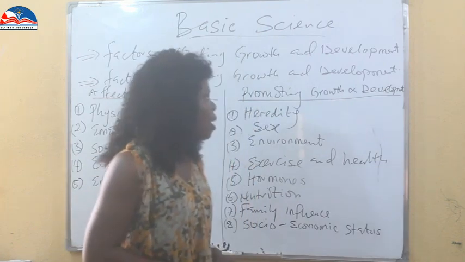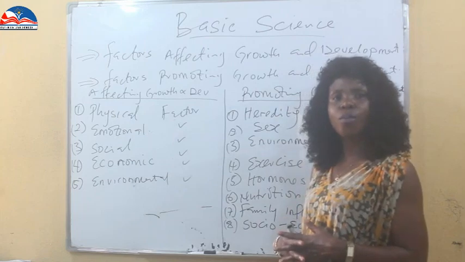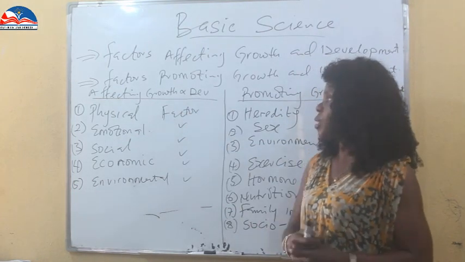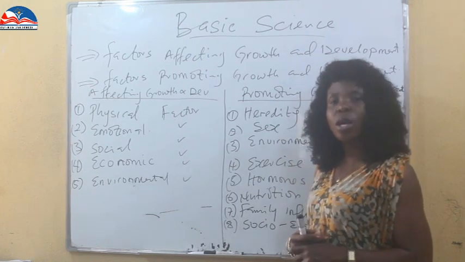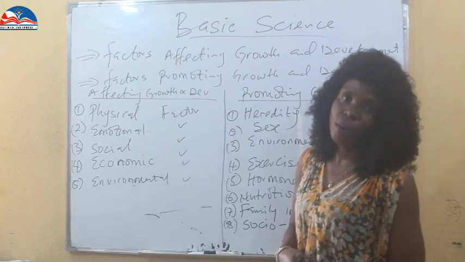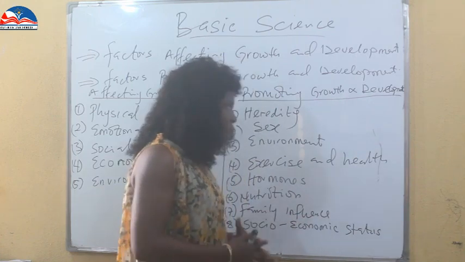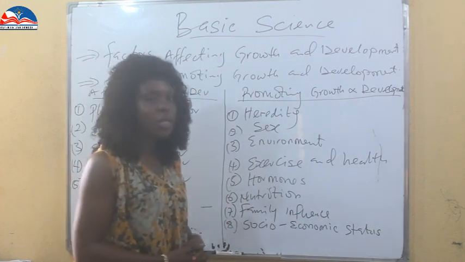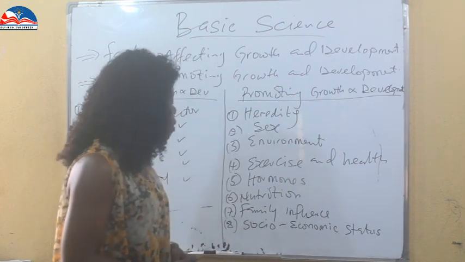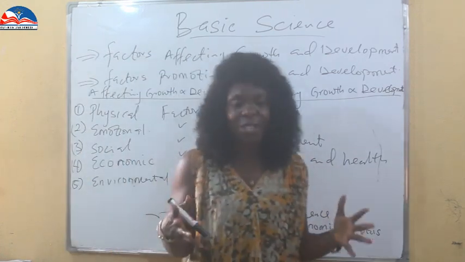So these are factors that affect us. They are factors affecting growth and development, and factors that promote development. The features that affect growth and development are physical factors, emotional factors, social factors, economic factors, environmental factors. And the factors that promote our development are hereditary, sex, environment, exercise and health, hormones, nutrition, family influence, and socio-economic status.